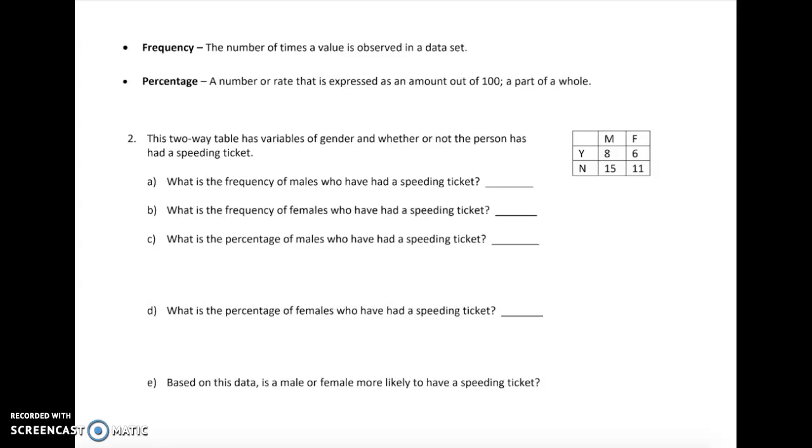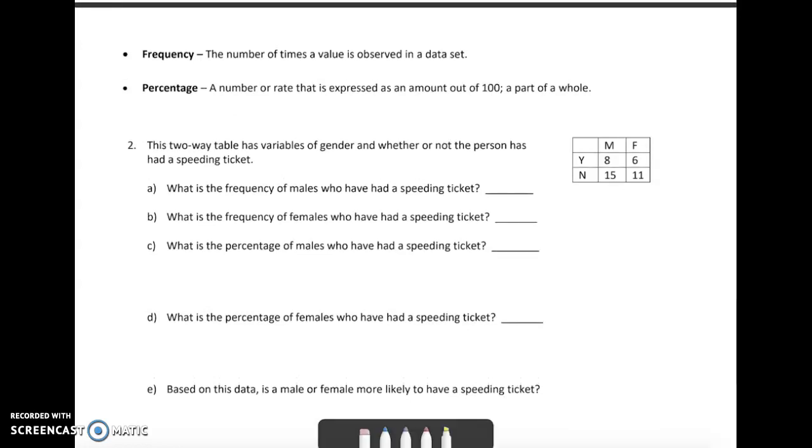Touching back on something that we said in these notes: the difference between a frequency and a percentage. A frequency is simply the number of times a value is observed in a data set. So it's like the count. This many people or this many objects. And then you can turn that number into a percentage. That's the number or a rate expressed as an amount out of 100, a part of a whole.